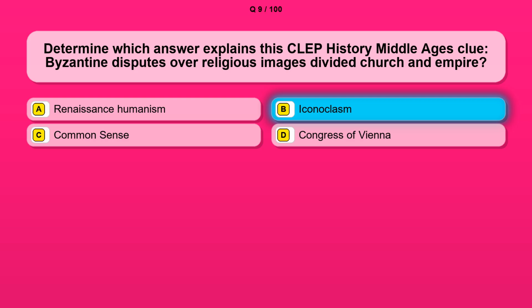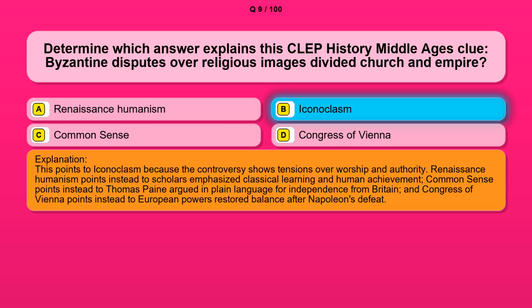The correct answer is option B, iconoclasm. This points to iconoclasm because the controversy shows tensions over worship and authority. Renaissance humanism points instead to scholars emphasizing classical learning and human achievement. Common sense points instead to Thomas Paine arguing in plain language for independence from Britain, and Congress of Vienna points instead to European powers restoring balance after Napoleon's defeat.